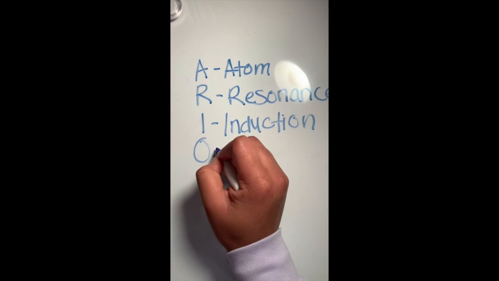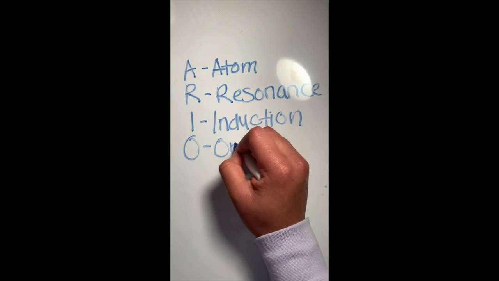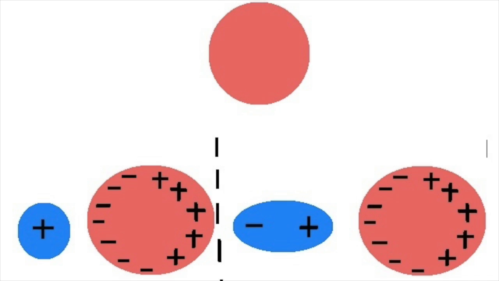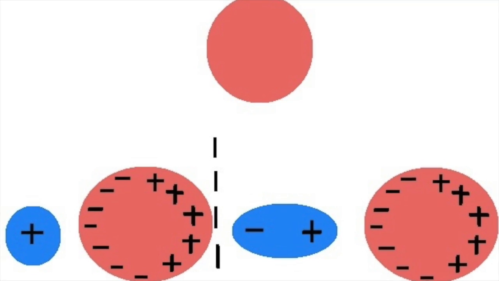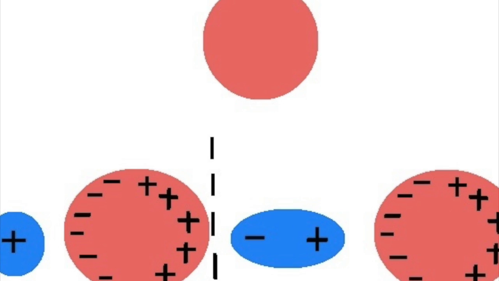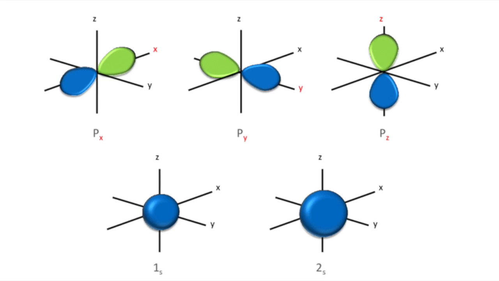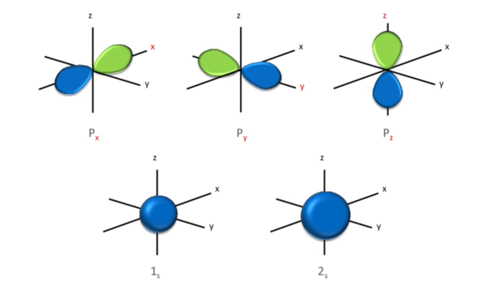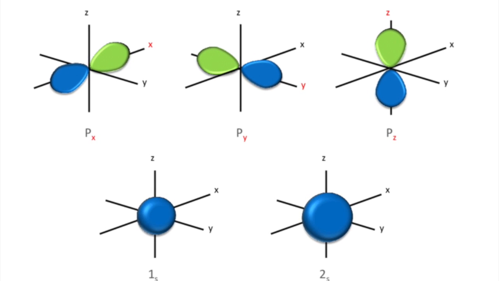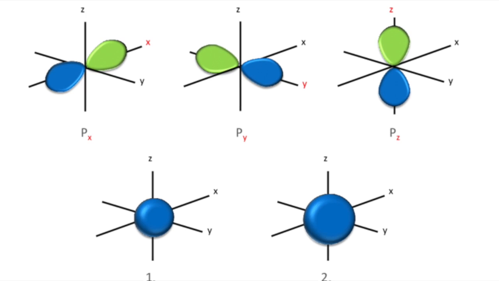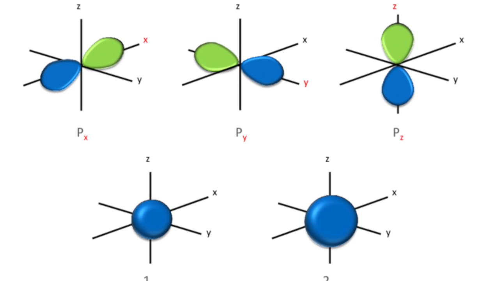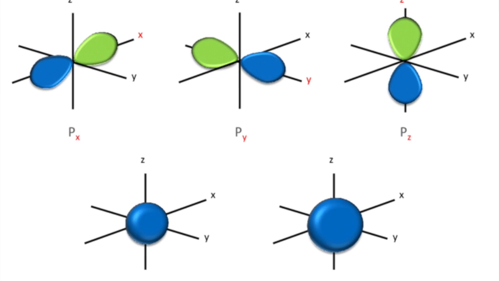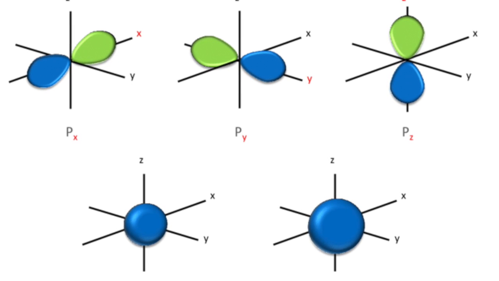I, induction. Induction comes from very electronegative atoms like the halides. These atoms pull electron density towards themselves, therefore stabilizing the conjugate base. And O, orbitals. sp hybridized electrons are closer to the nucleus than sp2 hybridized electrons, which are closer to the nucleus than sp3 hybridized electrons. Therefore, in terms of acidity, sp is greater than sp2, which is greater than sp3.